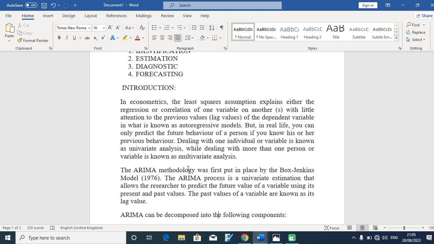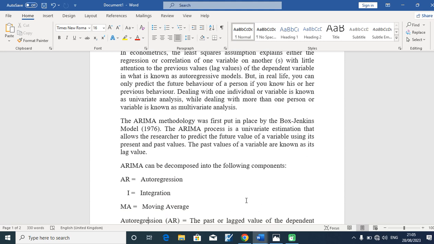The ARIMA methodology was put in place by Box and Jenkins in 1976, and the ARIMA process is a univariate estimation that allows the researcher to predict or forecast the future value of a variable using its present and previous values. The past value of a variable or a person is known as its lag value. The ARIMA process can be decomposed into the following components.